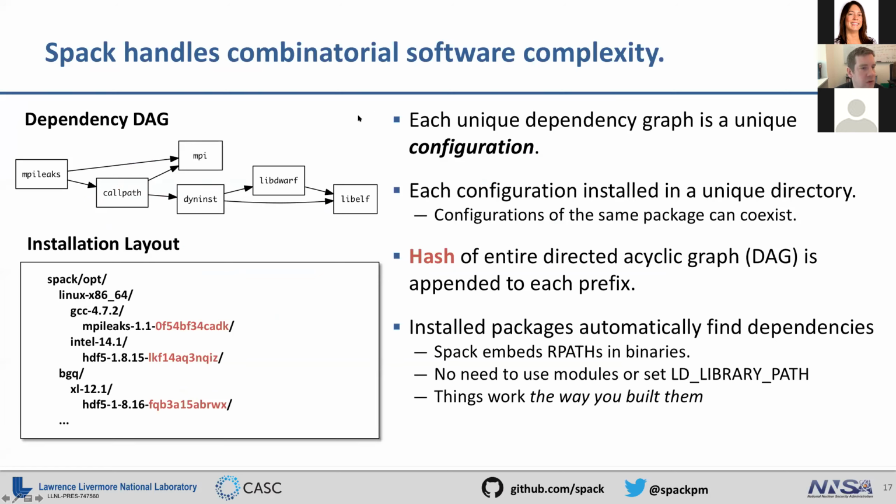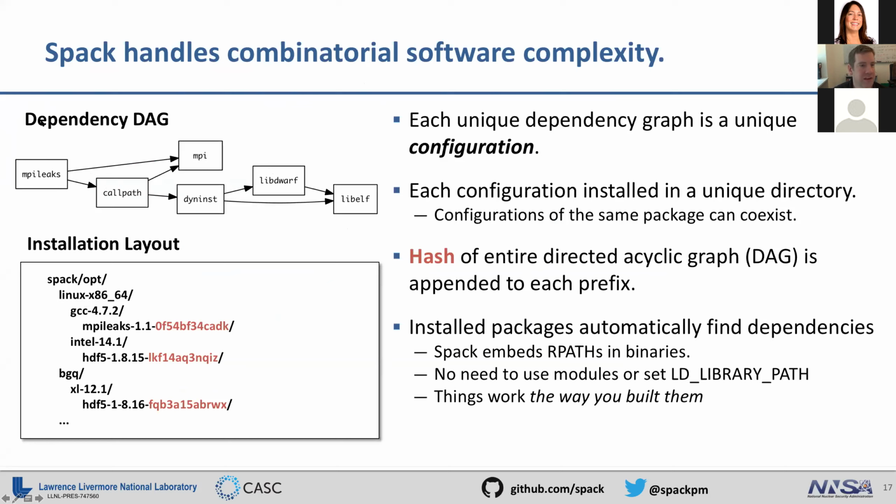Okay, so I talked a little bit about Spack's installation model, and this is what it looks like. If you install a package like MPI-Leaks, you can think of it as a directed acyclic graph, or a DAG. MPI-Leaks depends on CallPath and MPI. It needs to make calls into those libraries. And then CallPath depends on Dyninst and MPI and so on. The way that actually gets installed on the disk is that Spack takes this entire DAG with the metadata that's associated with it.